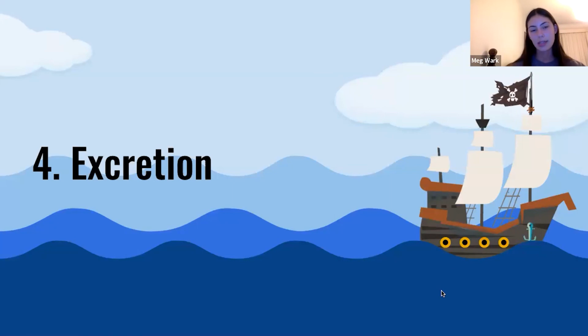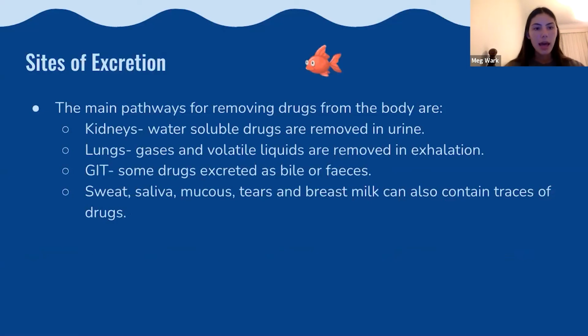And finally, we've got excretion. This is the final step. It's how the drug leaves the body. We've got a couple of different sites for excretion in the body. The main pathways include the kidneys. This is where water-soluble drugs are removed in urine, and you'll look at this a lot more in second year.